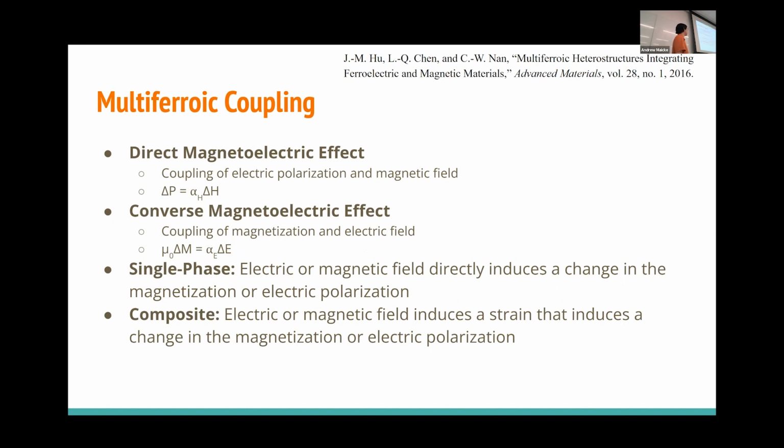There are basically two major types of multiferroic materials, single phase and composite. A single phase material is basically a single material in which the electric or magnetic field directly induces a change in the magnetization or electric polarization. But a composite material is composed of discrete parts. For example, you can have a magnet on top of a ferroelectric layer. The mechanism is essentially the same, except it first induces a strain, which then changes the magnetization or electric polarization.